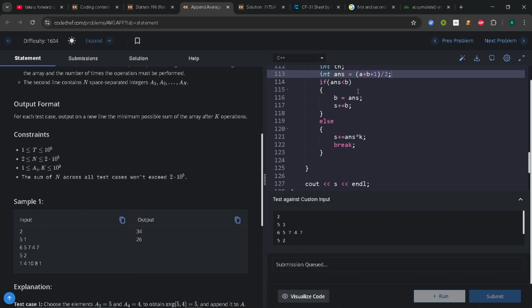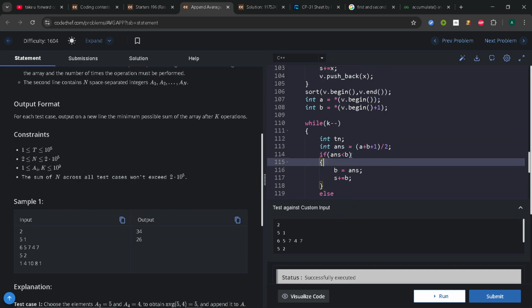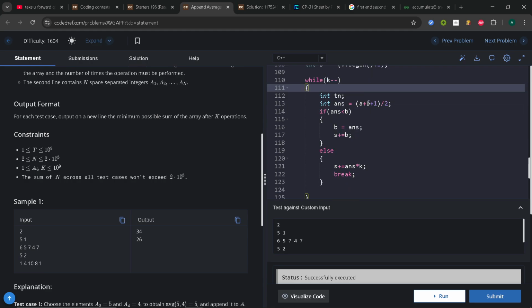B is equal to answer. What is B? A plus B plus 1 by 2. Answer is nothing but 5 plus 4 plus 1 by 2. It is 10. If 10 is less than B, no, it's not less than B. No, wait, it's not 10. It's 5. 5 plus 5 by 2, it's 5. If 5 is less than B, or else answer into K.